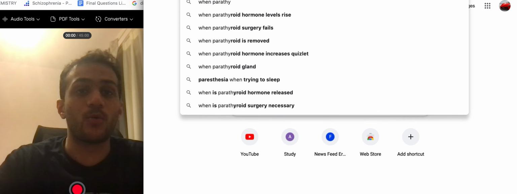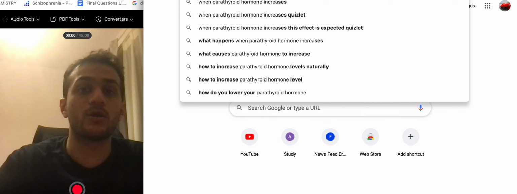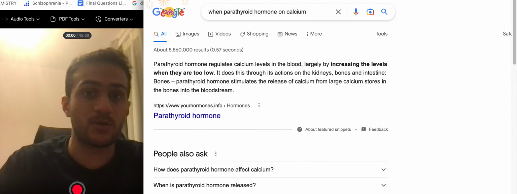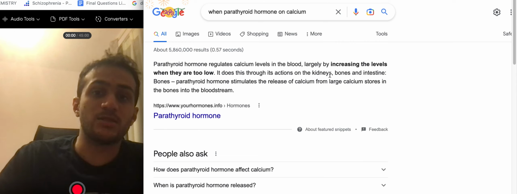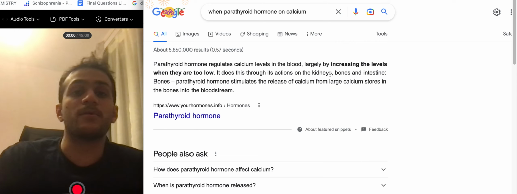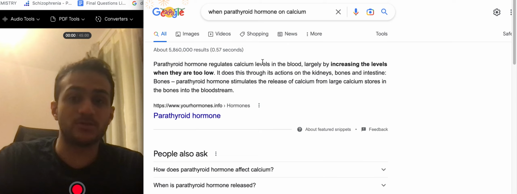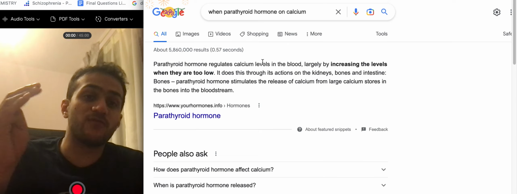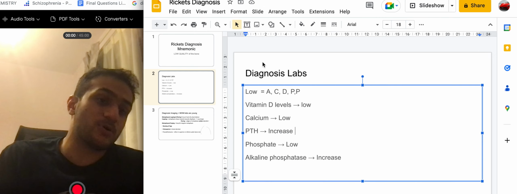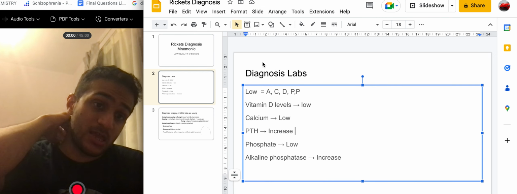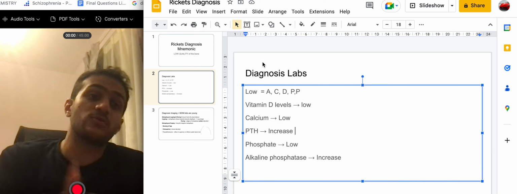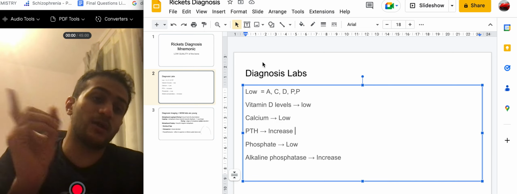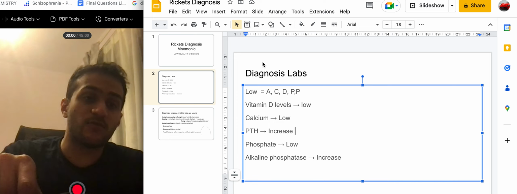So what is the effect of parathyroid hormone on calcium? Basically, it's mainly released when calcium is low, and it regulates calcium levels, increasing them when they are low. So when the calcium is low, it is responsible for increasing the levels of calcium. So we increase calcium, but we decrease phosphate. In response to low calcium, we have an increase in phosphate excretion, and that's another reason for phosphate going low.